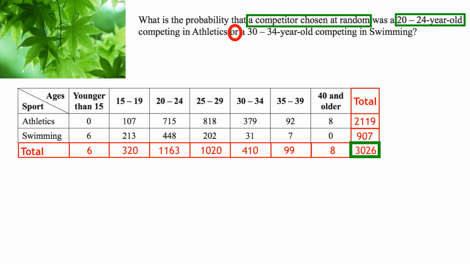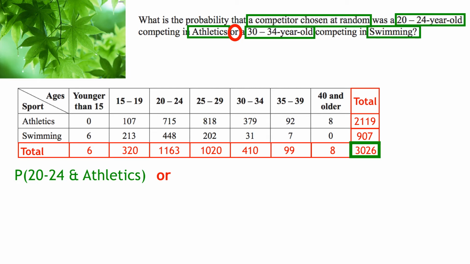So then our next categories, we're told that they are a 20 to 24-year-old that competes in athletics. So that means I want the probability that they're in the 20 to 24-year-old age group and are doing athletics. Or the next category is looking at a 30 to 34-year-old that is competing in swimming. So that's my second probability that I'm adding, the probability that they're in the 30 to 34-year-old age group and are doing swimming. So this is what I need to work out.